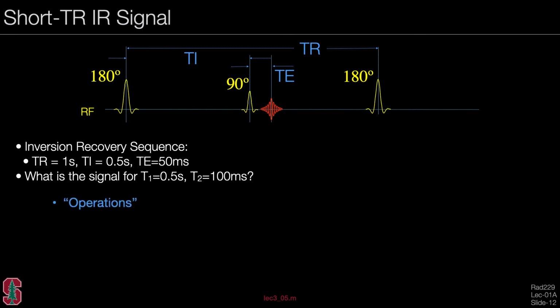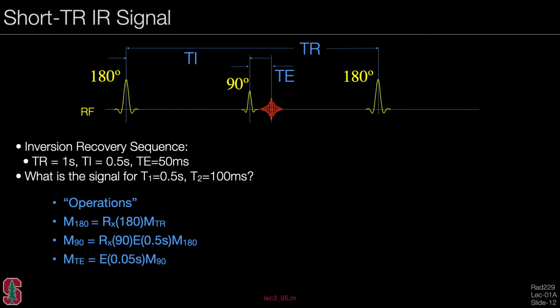So to do this example, let's think about the operations that we're going to do and write almost a pseudocode here. So we're going to express the magnetization after the 180 as a rotation times the magnetization at the end of the TR that we call MTR. Then we're going to express the magnetization just following the 90-degree pulse as a rotation about the x-axis of 90 degrees, multiplied by some recovery term from some relaxation operation on the magnetization after the 180-degree pulse.